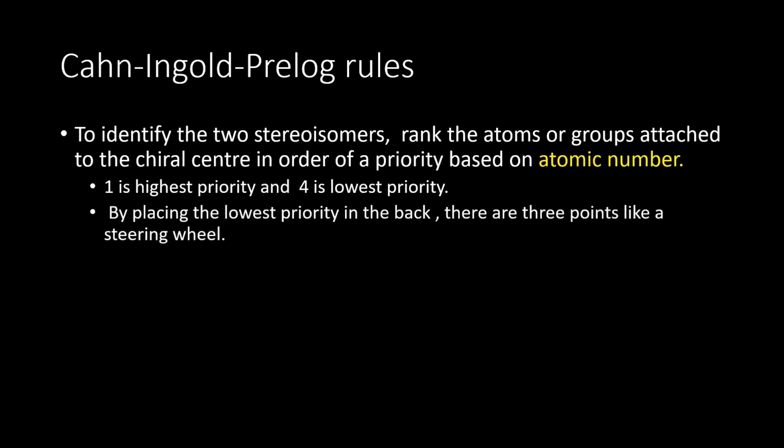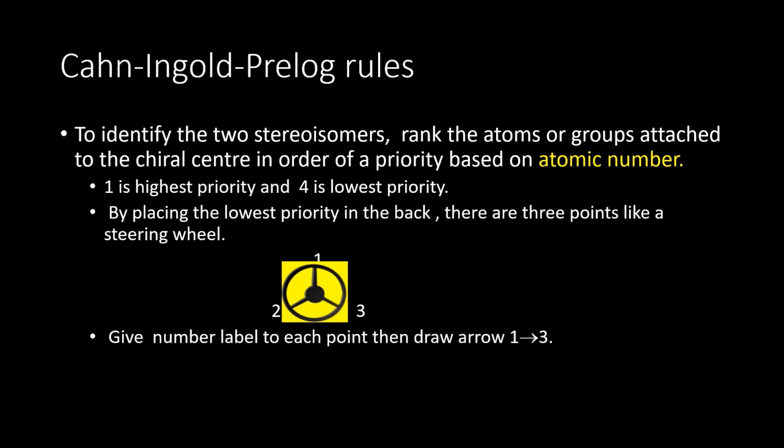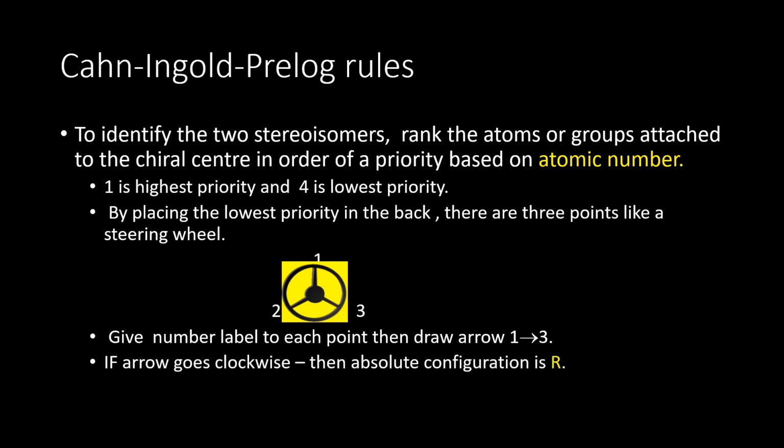Rotate the molecule so that the lowest priority is in the back. There are now 3 points, like that in a steering wheel. Draw an arrow starting at point 1 and finishing at point 3. If the arrow goes clockwise, then the absolute configuration is R, and if it goes counterclockwise, then it is S.